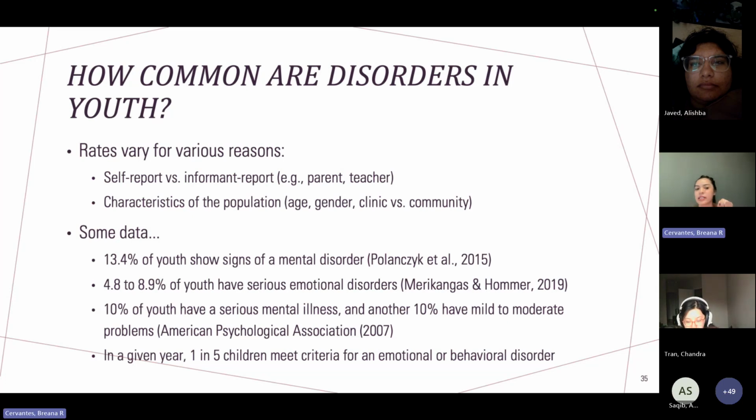Okay, I'm going to skip the some data part. It's just a couple of different numbers that have been out there. But I think importantly, in a given year, 1 in 5 kids meet criteria for an emotional or behavioral disorder in the US, which is actually quite a lot.